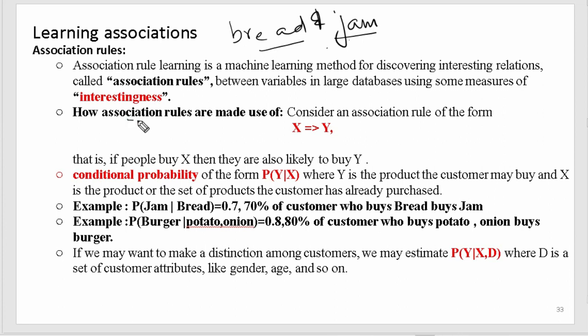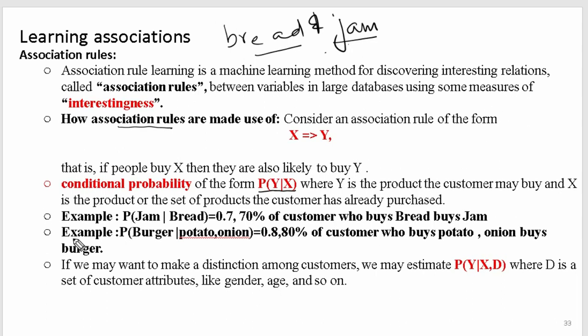So how is an association rule written? The association rule is written like this: X tends to Y. It means that if people buy X, then they are also likely to buy Y. So we are interested in learning a conditional probability of the form probability of Y when X is given, where Y is a product the customer may buy and X is a product or the set of products the customer has already purchased. For example, we know that there is some association between bread and jam. So it can be represented as P(jam | bread) = 0.7, which means 70% of customers who buy bread will also buy jam.